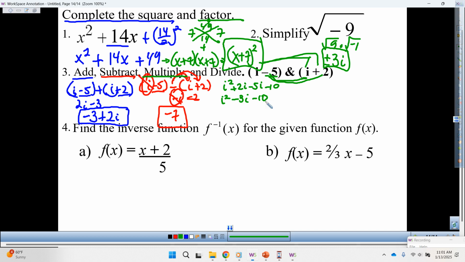Am I done? No, Mr. Q, I think I remember something about i squared. Remind your neighbor. What about i squared? See if they remember. What about i squared?